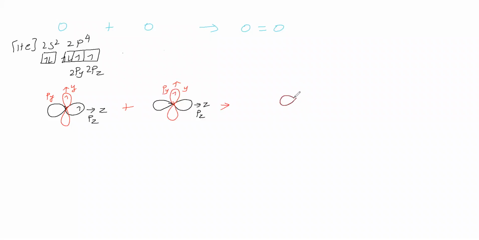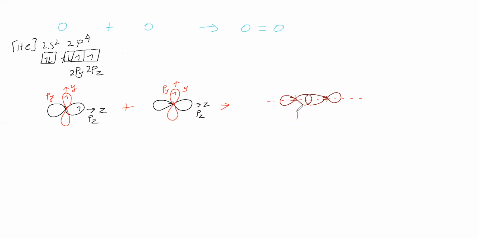It is one 2pz orbital, and it is another 2pz orbital. This is a nucleus. Now we will take the internuclear axis. The internuclear axis is this one. Here the overlapping is along the internuclear axis.